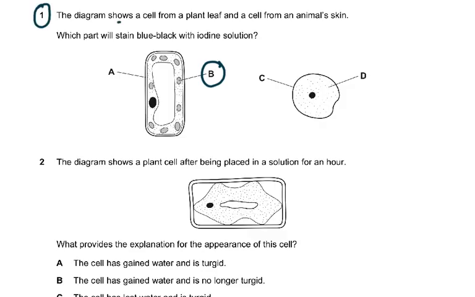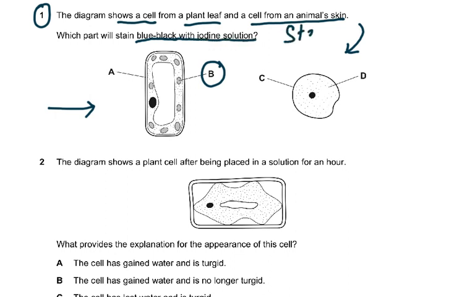The diagram shows a cell from a plant leaf and a cell from an animal skin. So this is the one with the animal skin and this is the one from the leaf. Now it says which part will stain blue-black with iodine solution. You know iodine solution only stains blue-black with starch. So starch is not present inside an animal cell, so it can't be C and D. So it's very obvious it has to be either A or B.